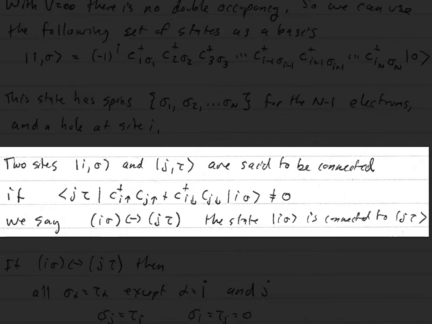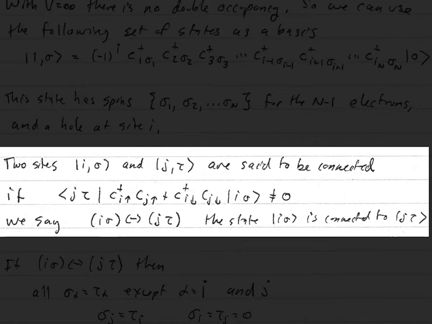How do I do that? Well, I have to hop from one of the neighbors of site I to fill the hole at site I. And so what that means is J must be a nearest neighbor to I, or a neighbor to I that is connected by a non-zero Tij, and then I'm hopping an electron from site J to site I to fill the hole at site I and create a hole at site J.